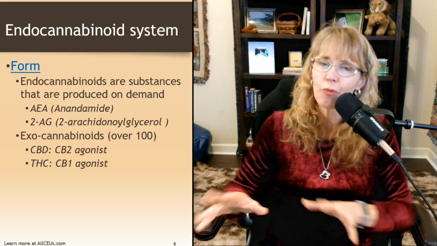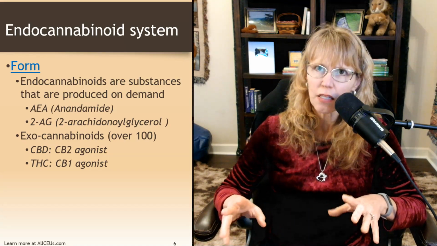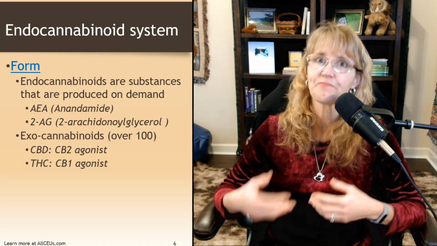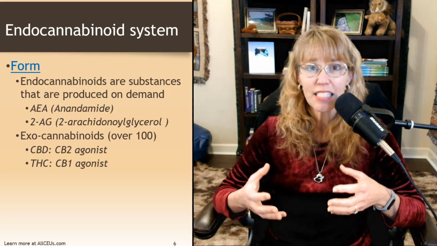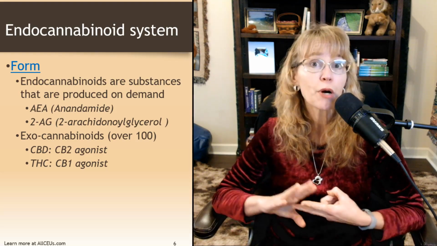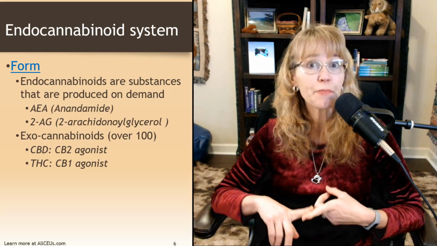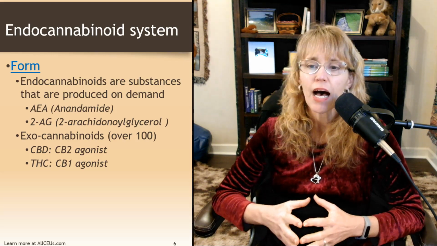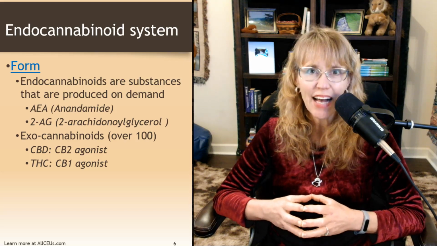Now, I said we weren't going to talk a lot about cannabis or marijuana today, but a lot of people may be going, well, what does this have to do with cannabis? Cannabis has over 100 different types of cannabinoids in it. Two of the ones that we're most familiar with right now, and two of the main ones, are CBD, cannabidiol, and THC. CBD tends to be a CB2 agonist.